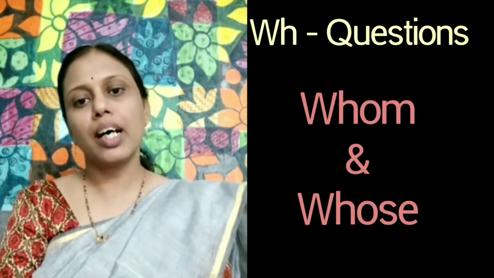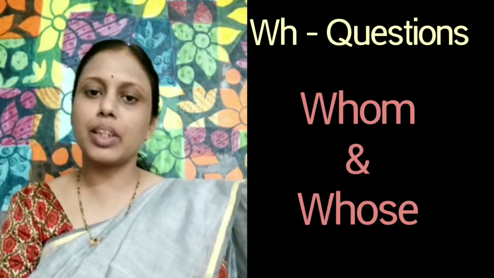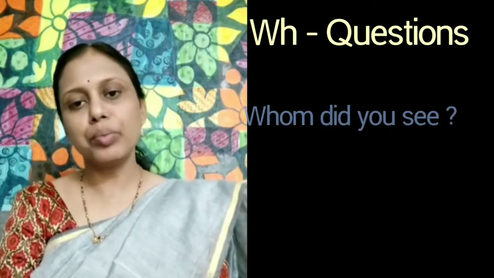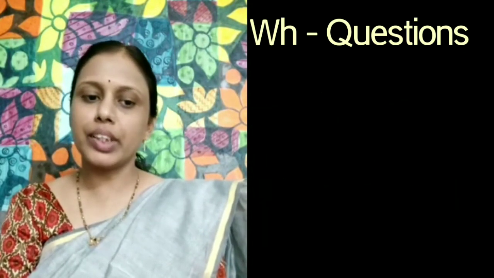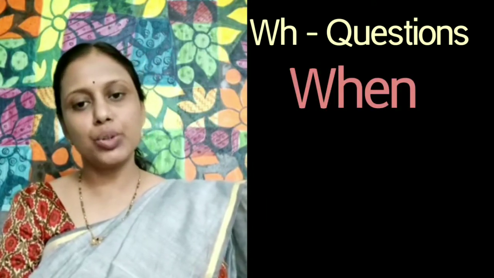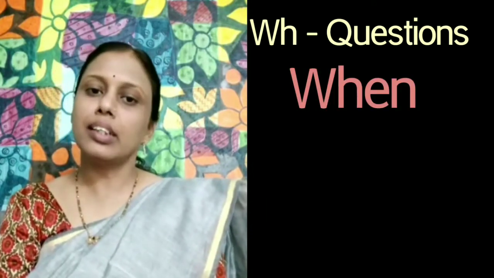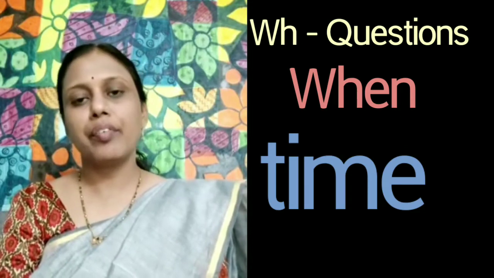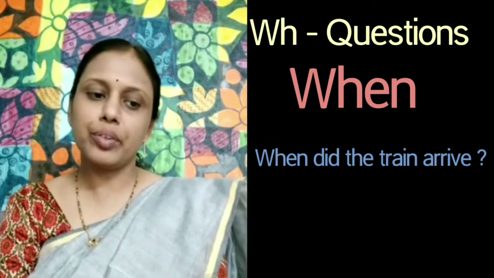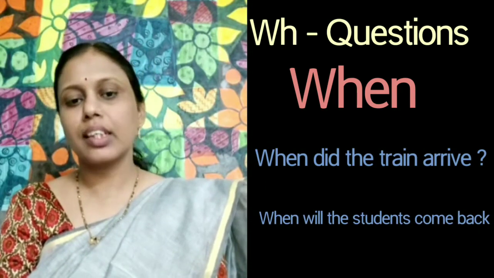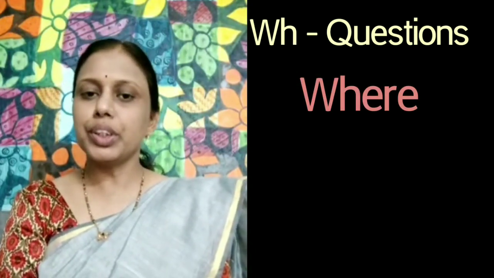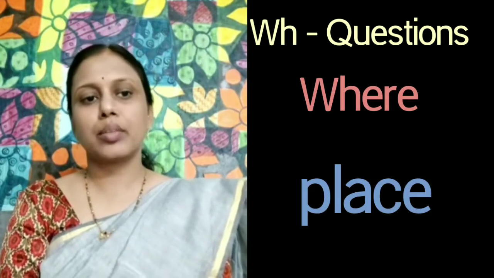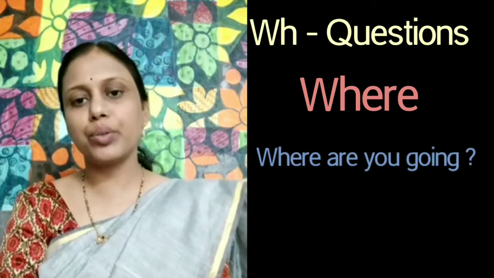Whom and whose are also used to ask about people. For example, whom did you see? Whose is this pen? The question word when is used to ask about time. For example, when did the train arrive? When will the students come back? The question word where is used to ask about place. For example, where are you going?